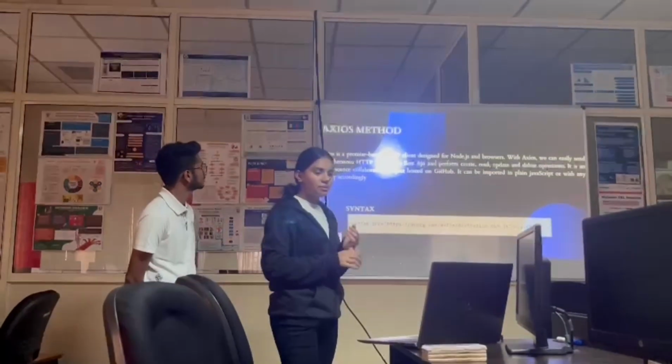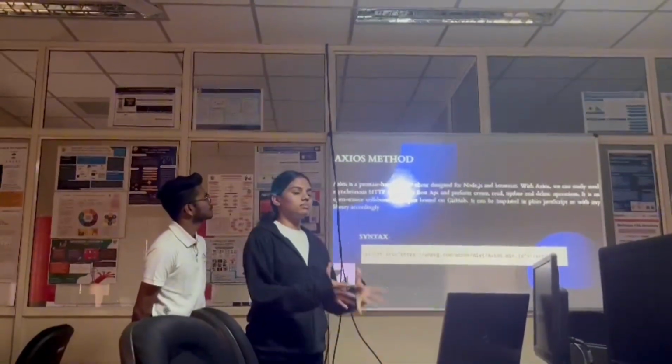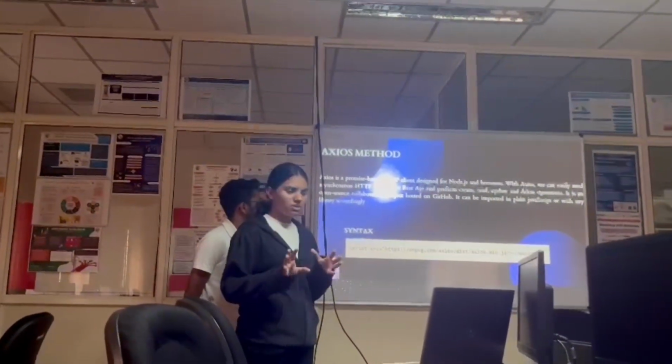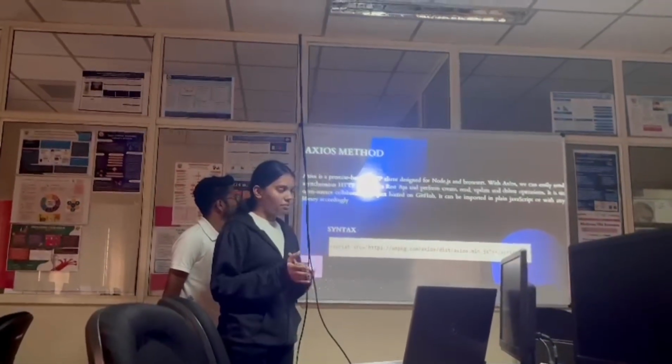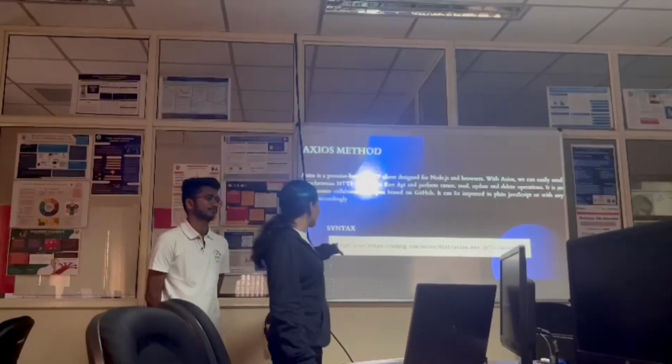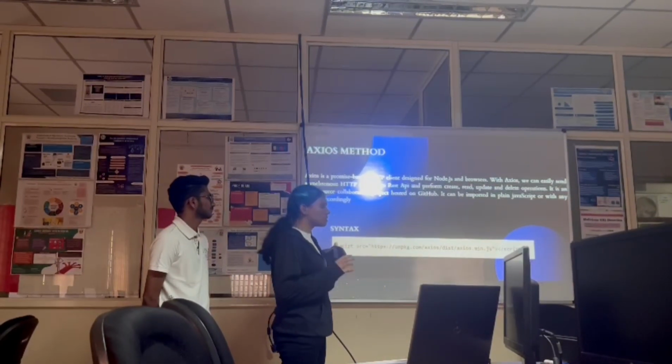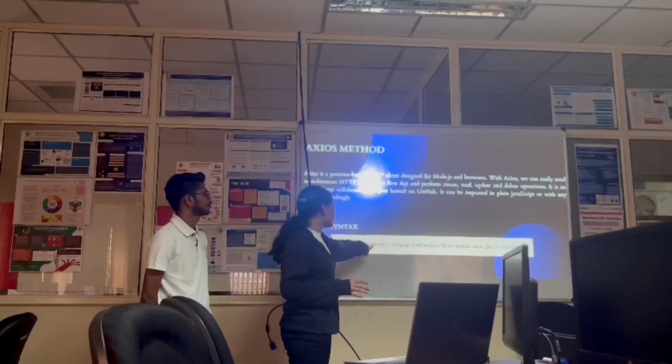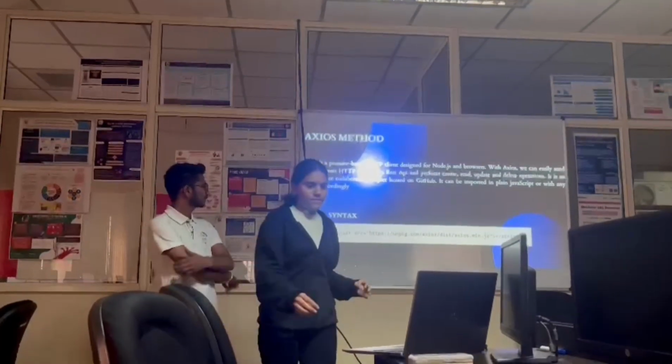The next method is the Axios library. Axios is basically an HTTP client for Node.js and browsers. It also does the same work as the fetch method, but it has more advantages and it is more efficient to use than fetch. And the syntax is here. We use a script tag if we want to use the Axios library. We pass the URL, which means which API we want to use.